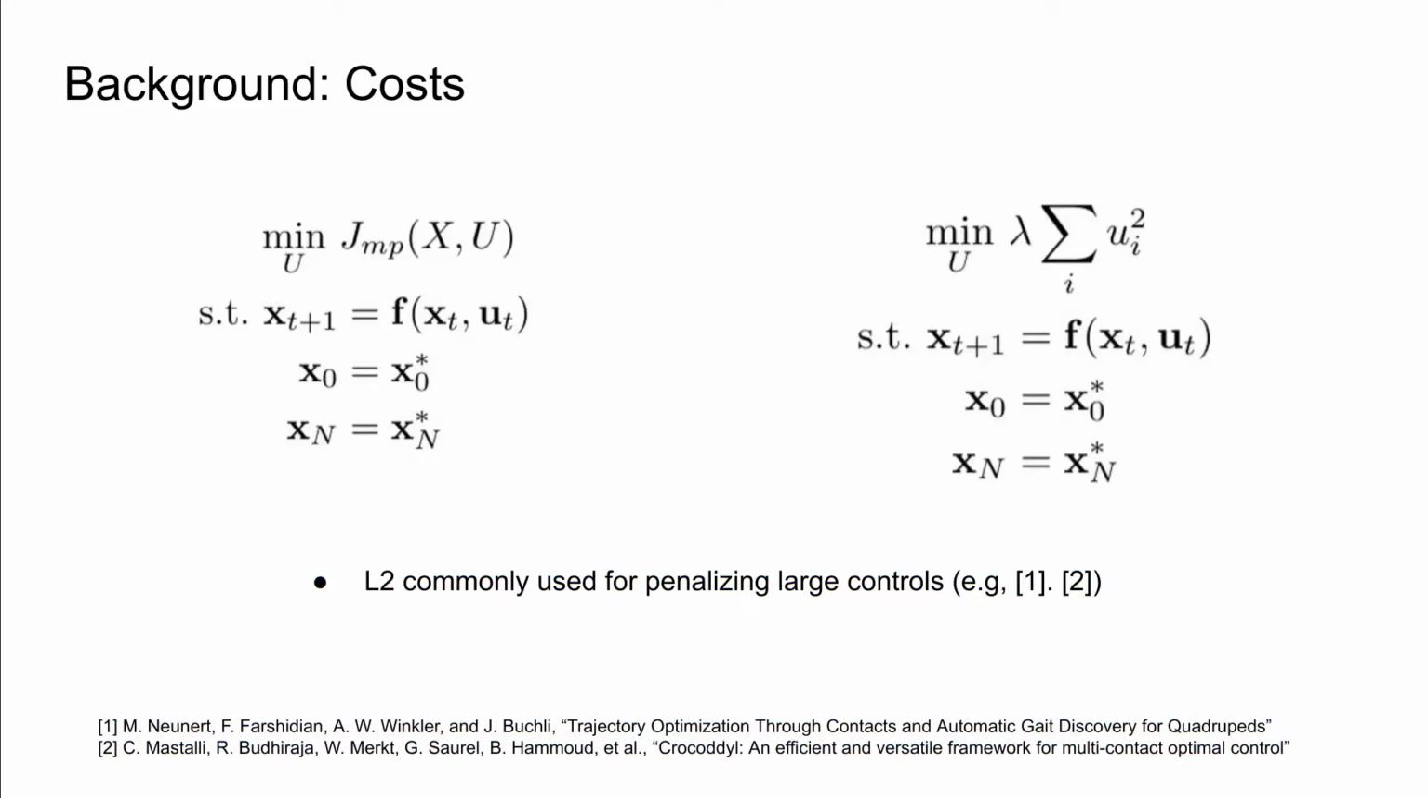Traditionally, motion planning costs are L2 regularization on control inputs. This is done over all controls summed over the entire horizon, with a weight lambda applied. Here we give two examples of papers using L2 regularization from the quadruped domain.